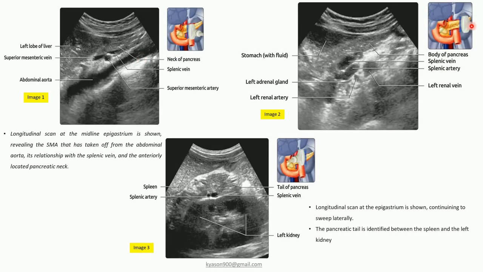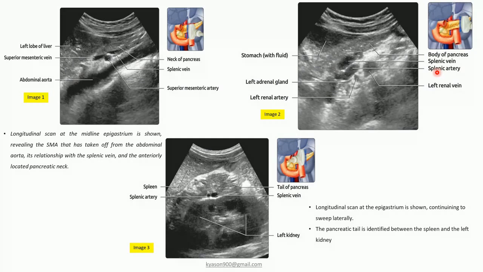As you move towards the left side of the body, you'll see more of the body of the pancreas. The splenic vein is posterior to it. The splenic artery is going to be along its upper border. How can we differentiate these two? The veins are larger. Veins have a wider lumen, remember, so the vein is larger than the artery.